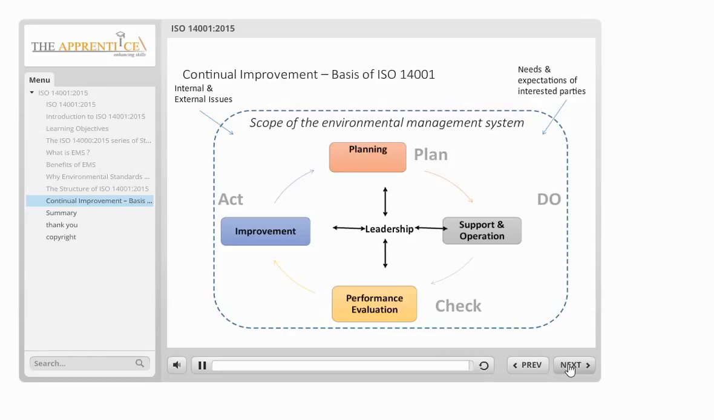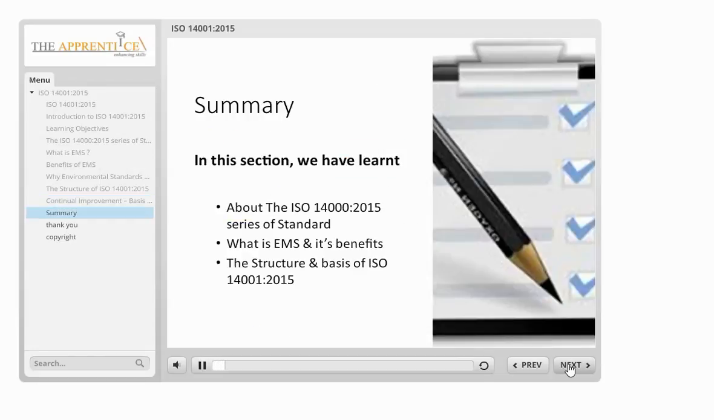In this section, we have learned about the ISO 14000, 2015 series of standards. What is EMS and its benefits? Why environmental standards emerged? The structure and basis of ISO 14001, 2015.